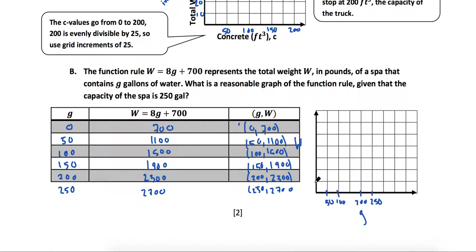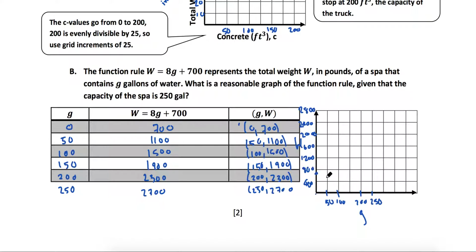Okay, and on this side, let's go ahead and count. We have 1, 2, 3, 4, 5, 6, 7 lines, and we have to get to 2700. So let's go ahead and make those 400, 800, 1200, 1600, 2000, 2400, and 2800. Okay, so 0 with 700.